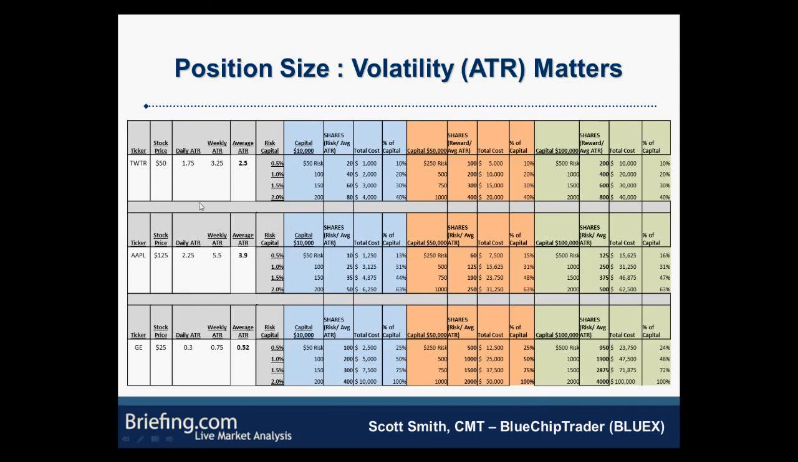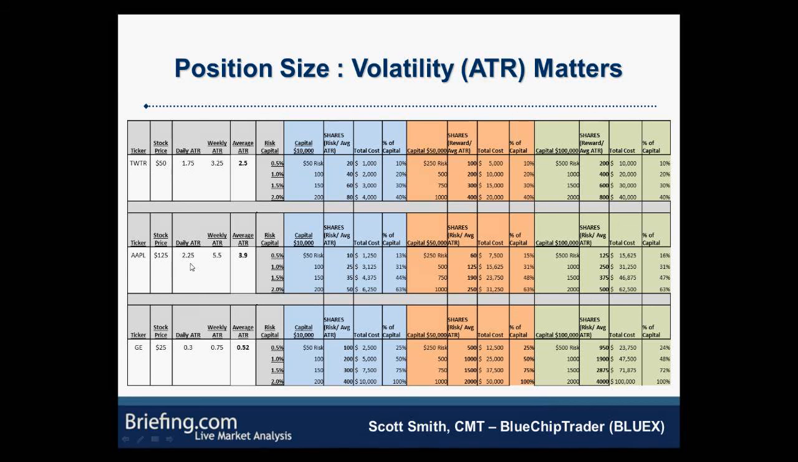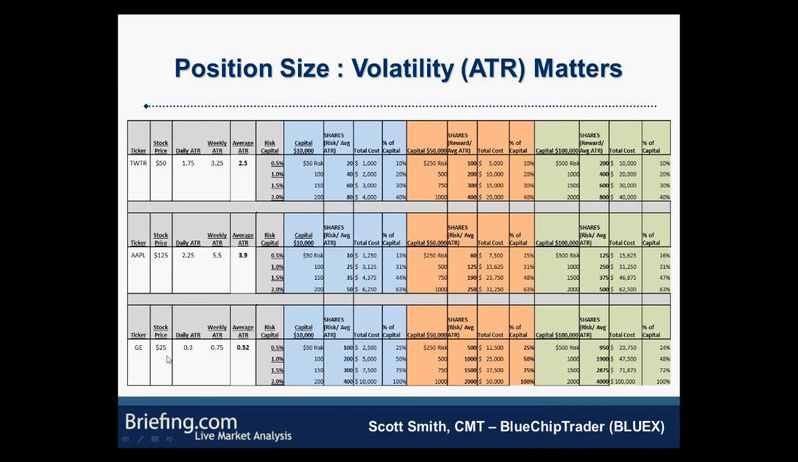If you didn't get that, here's just another example table, and you can go back and look at this later. So here's an example of Twitter, which is a $50 stock with an ATR of $1.75. You have Apple, which is a $125 stock with a daily ATR of 2.25, and you have GE, which is a $25 stock with a daily ATR of 30 cents. Another way to do it, if you're really risk averse and you don't want to use the daily ATR, you could use the weekly ATR.